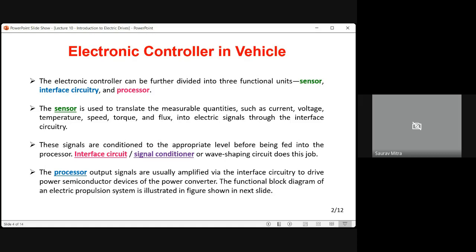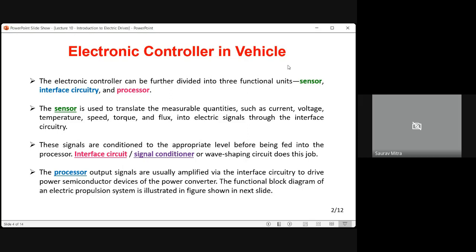There are mainly three kinds of things, three functional units. The first one is a sensor. The second one is an interface circuitry, and the third one, which is a very important part, is the processor. The processor is nothing but the microcontroller. You are studying very different kinds of microcontrollers.